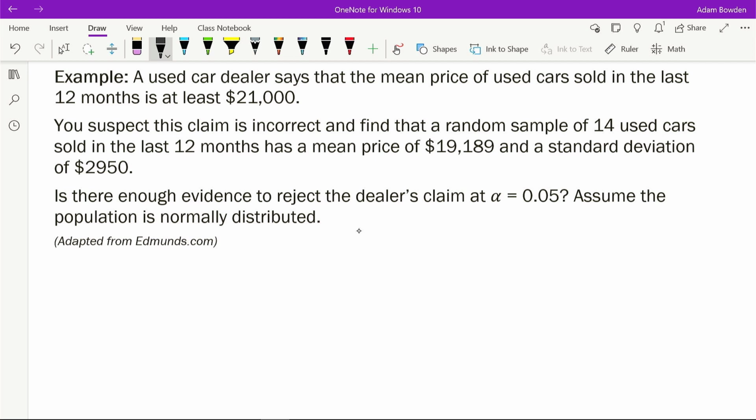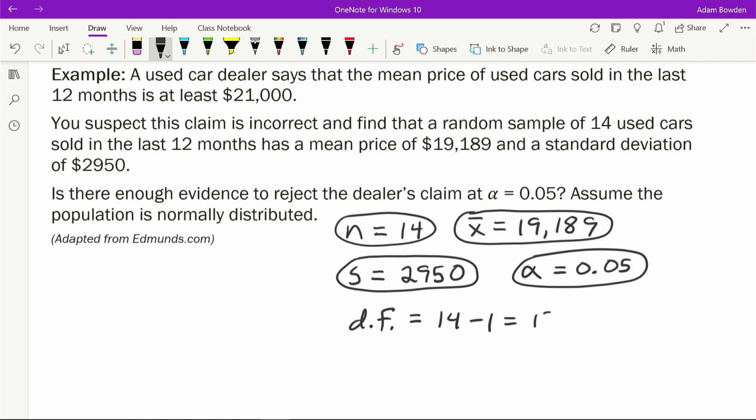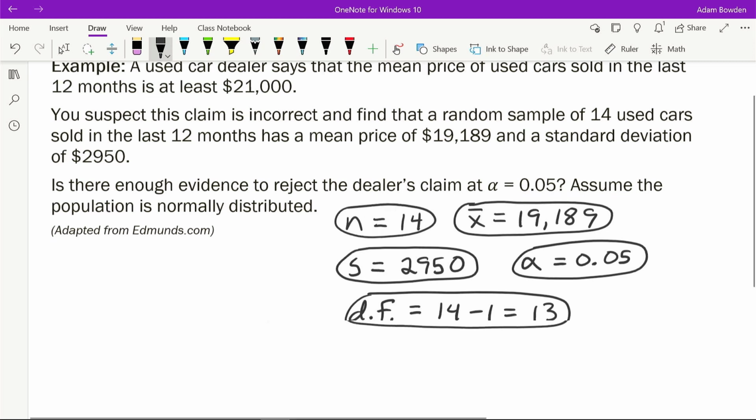Let's set up our numbers here. So n is equal to 14, x bar is equal to 19,189, s, the sample standard deviation, is 2,950. Let's keep track of our alpha, which is 0.05. Our degrees of freedom, we'll need to calculate that for our t-distribution. And so we need to do n minus 1, so 14 minus 1 equal to 13. Again, we're using that now because we don't have the population standard deviation anyway. It's just all from the sample.